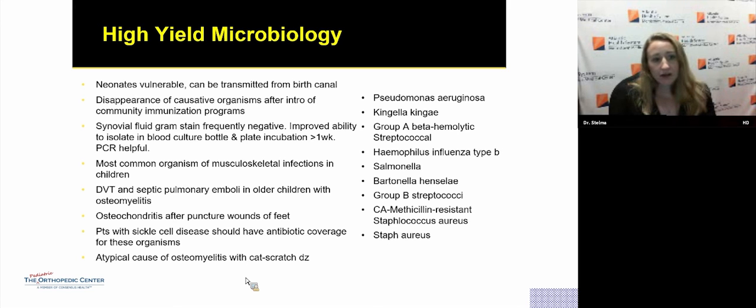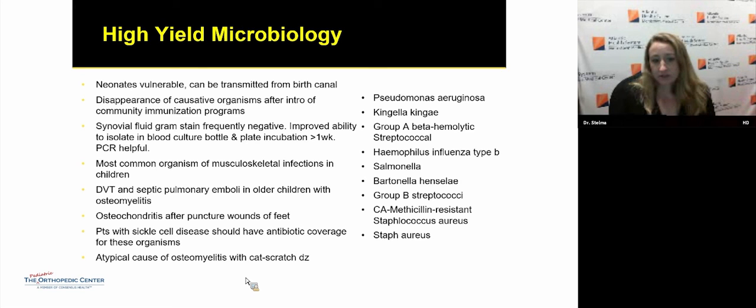There is a disappearance of causative organisms after introduction of community immunization programs, so that H flu synovial fluid gram stain can be negative. So we have an improved ability to isolate certain organisms, isolating in a blood culture bottle or holding that incubation in the lab for more than a week, and PCR can be helpful. So sometimes when we don't get a positive culture, holding these cultures for a longer amount of time can be helpful to truly isolate this.